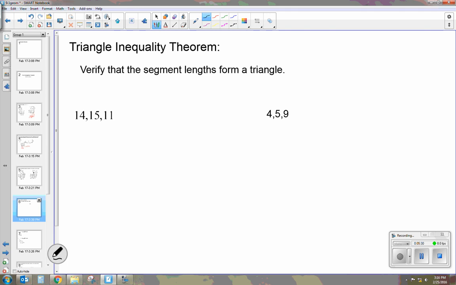We're going to talk about the triangle inequality theorem. This theorem states that the two smaller sides added together have to be larger than the largest side in order for it to be a triangle. So in this case, our two smallest sides are 11 and 14. If we add them together, we get 25. 25 is greater than 15, which is our largest side. So therefore we know this is a triangle.